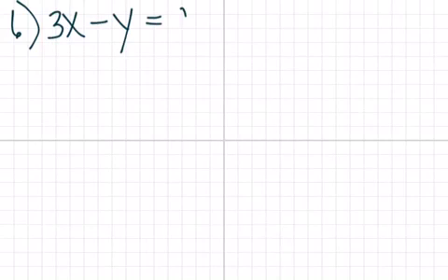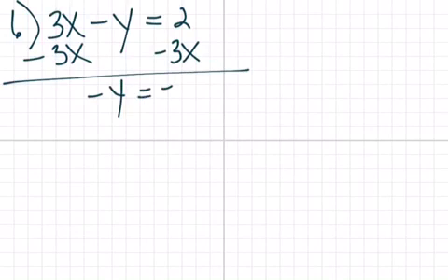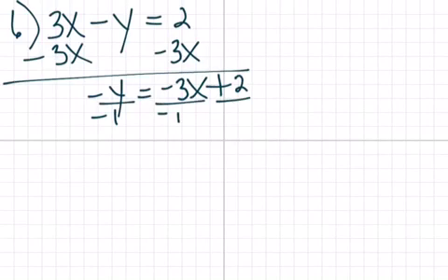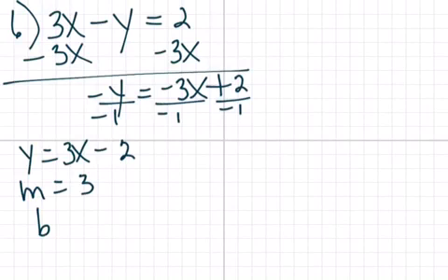Okay, one more. If you look at number 6 on the same page, you have 3x minus y equals 2. Subtract 3x from both sides. So you have negative y equals negative 3x plus 2. Divide by negative 1. So y equals 3x minus 2. So the slope is 3, and the y-intercept is negative 2. We always graph the intercept first, so go down to negative 2. Then the slope is 3, which means to go up 3, right 1, or you can go down 3, left 1.